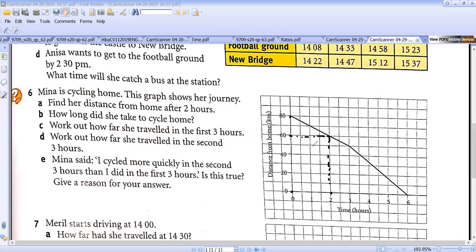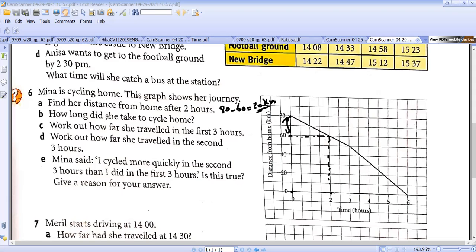So it's not 60 kilometers she cycled for, but this is the distance between the departure distance and the arrival distance here. So the distance that she cycled for is 80 minus 60, which is equal to 20 kilometers. So she cycled for 20 kilometers in 2 hours.